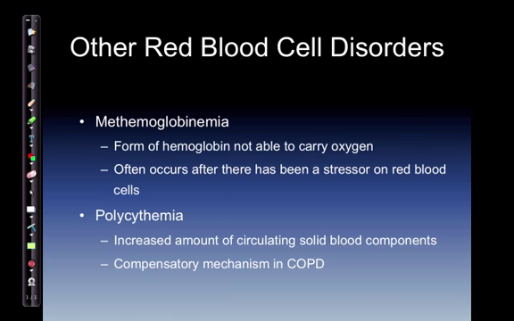Other red blood cell disorders: methemoglobinemia, a form of hemoglobin that's not able to carry oxygen, often occurs after there's been a stressor on the red blood cells, and this can also be caused by medication. Polycythemia, which is an increased amount of circulating solid blood components, like red blood cells and things like this. It's a compensatory mechanism for COPD. Now, we used to call these patients pink puffers. The reason we would call them pink puffers is because their skin was really pink, and I'll explain that in a second.